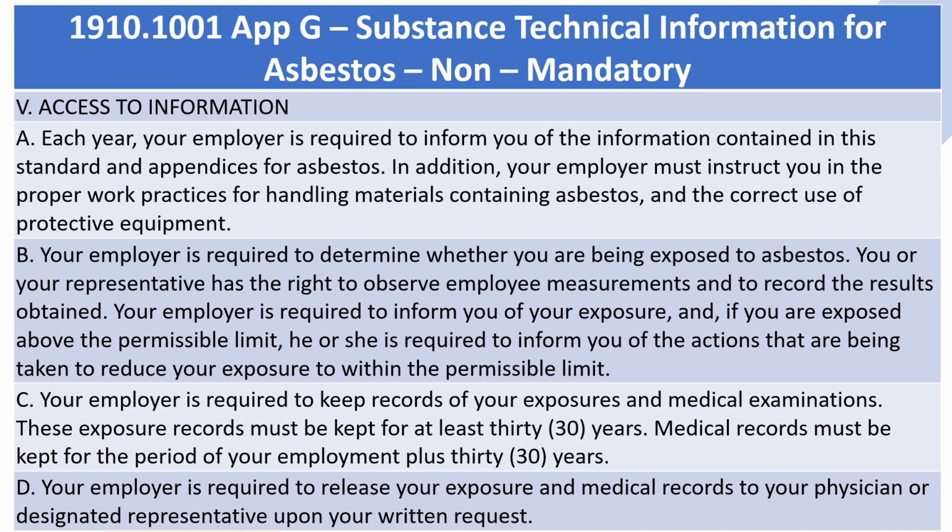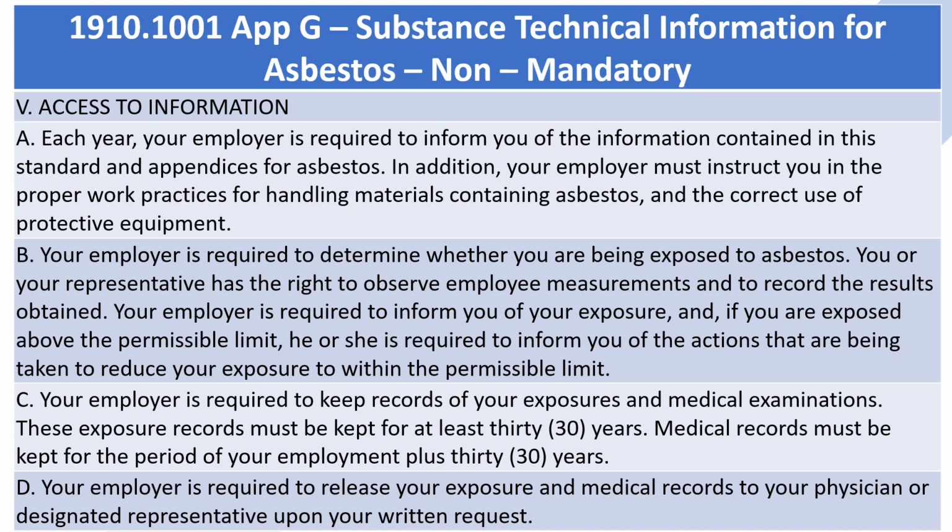B. Your employer is required to determine whether you are being exposed to asbestos. You or your representative has the right to observe employee measurements and to record the results obtained. Your employer is required to inform you of your exposure, and, if you are exposed above the permissible limit, he or she is required to inform you of the actions that are being taken to reduce your exposure to within the permissible limit.